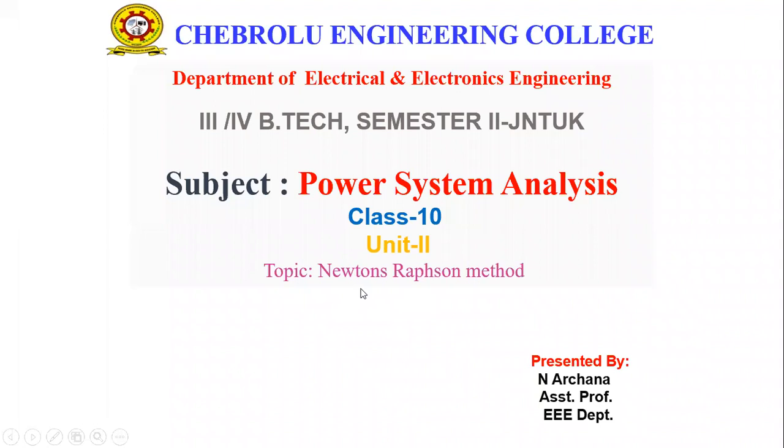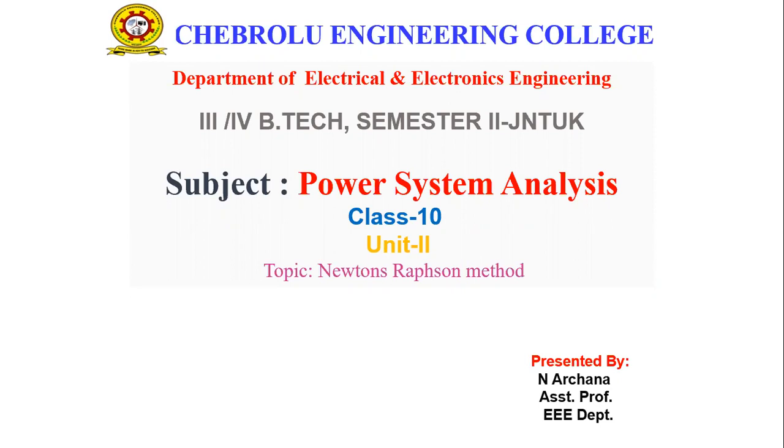Today we are going to discuss the Newton-Raphson method, that is the NR method. In the previous class we already discussed the Gauss-Seidel method when the PV bus is present and when the PV bus is absent. In the same way, by using the Newton-Raphson method, we determine the P and Q values and the voltages at each iteration. We develop the voltages at the first iteration, second iteration and so on.